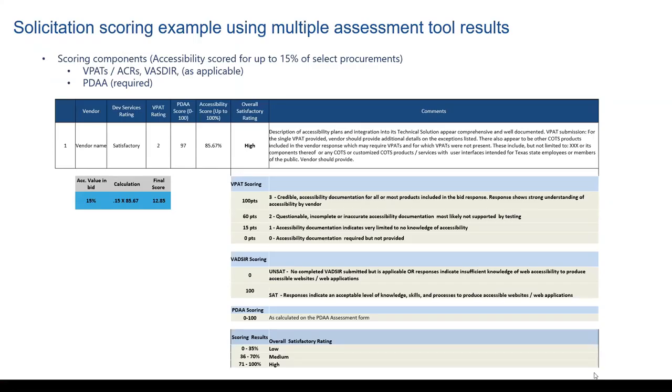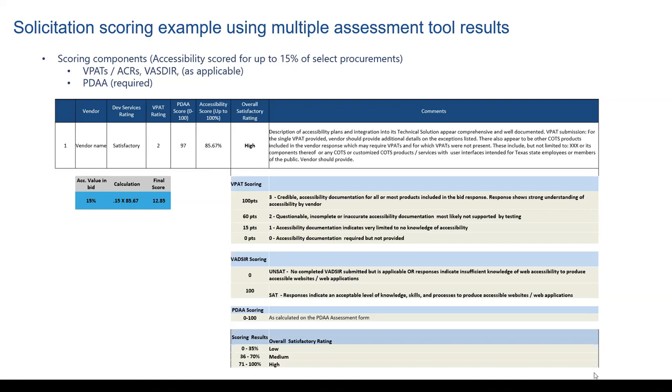And this is an example of scoring a solicitation. In this particular one, we've got the VPATs. This particular solicitation might have a combination of commercial off the shelf, development services, and then PDA always. So I have a scoring method that I developed that goes from 0 to 3. 0 meaning VPATs are needed, but they weren't provided, all the way up to credible documentation, the VPATs look really good.